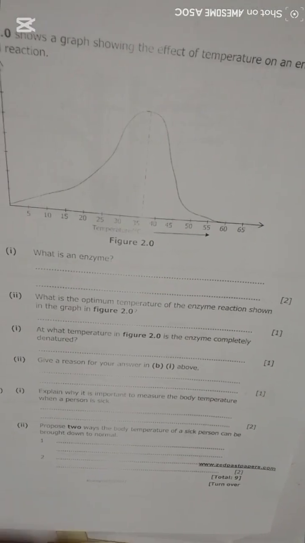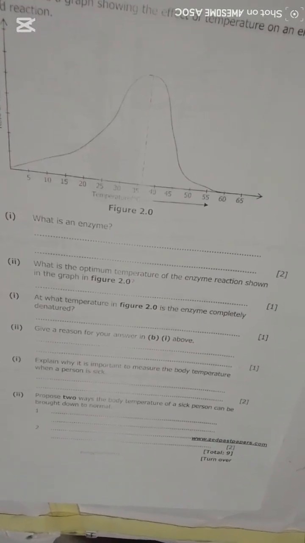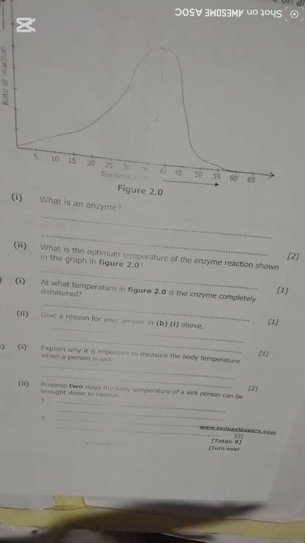The question goes further to say, explain why it is important to measure the body temperature of a sick person. Number one, it's a precaution. Number two, to know what type of medication to give to the patient. And it can also help us to know whether the patient's body temperature is at normal, below, or above.